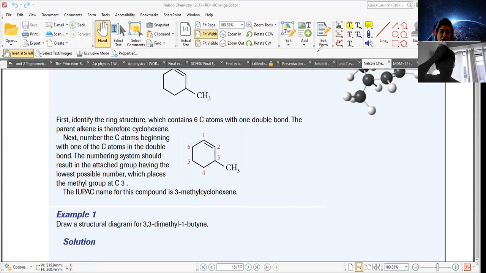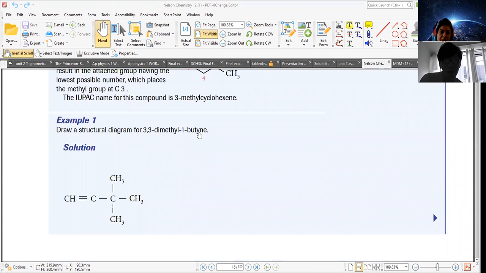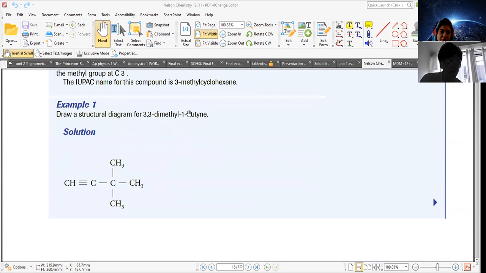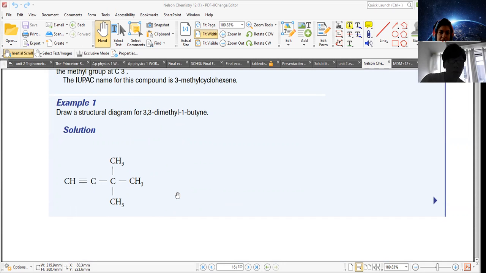Now draw the structural diagram for 3,3-dimethyl-1-butene. Butene, again, you put 4 carbons, and on the first carbon you have the double bond. On the third carbon you put 2 methyls, because this is a dimethyl. Di is 2. And here is the diagram of that.